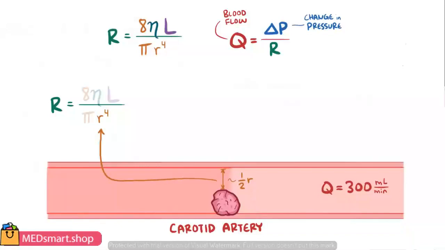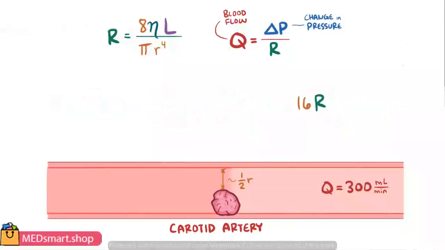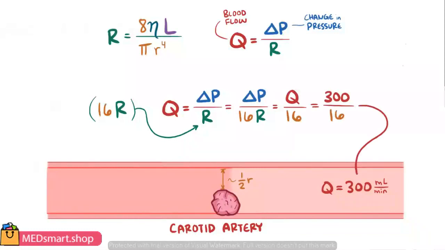And looking at our equation, since nothing else has changed, plugging in 1/2 r for the original r, we get 1/2 r to the fourth power, or 1/16 r to the fourth, meaning resistance goes up by 16 times. Assuming that blood pressure doesn't change right away, subbing in this new 16 times greater resistance, we see that the blood flow drops by 16 times, from 300 milliliters per minute to 300 over 16, which is equal to 19 milliliters per minute, which is a huge drop for just halving the radius.